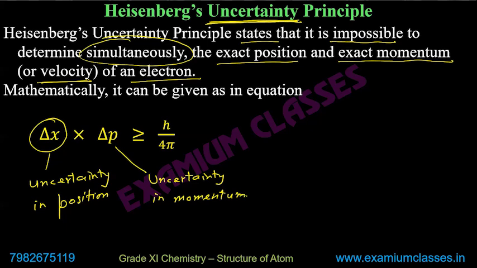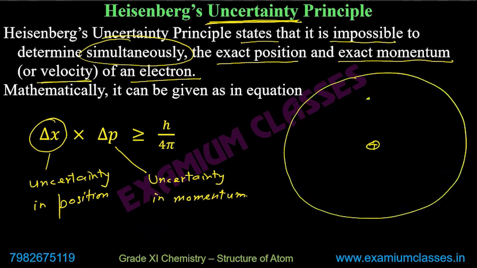Uncertainty in momentum, delta P, means how much difference or error there can be in momentum, how much error there can be in the exact position of the electron. So what Heisenberg said is, suppose this is the atom and there is an electron moving in this direction. He said that if I want to get the exact position of this electron, say x, it is at x distance from some reference point, okay?